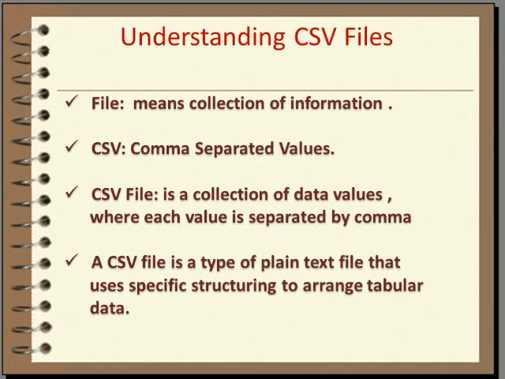A CSV file is a type of plain text file that uses specific structuring, like there is a delimiter. Structuring means that between every data value there is a separator, that is the delimiter. What is a delimiter? A delimiter is a sequence of one or more characters that specifies the beginning or end of a character string. It is not necessarily that every time it will be a comma, but by default it is a comma. You can put a space or tab. So it uses specific structuring to arrange tabular data.